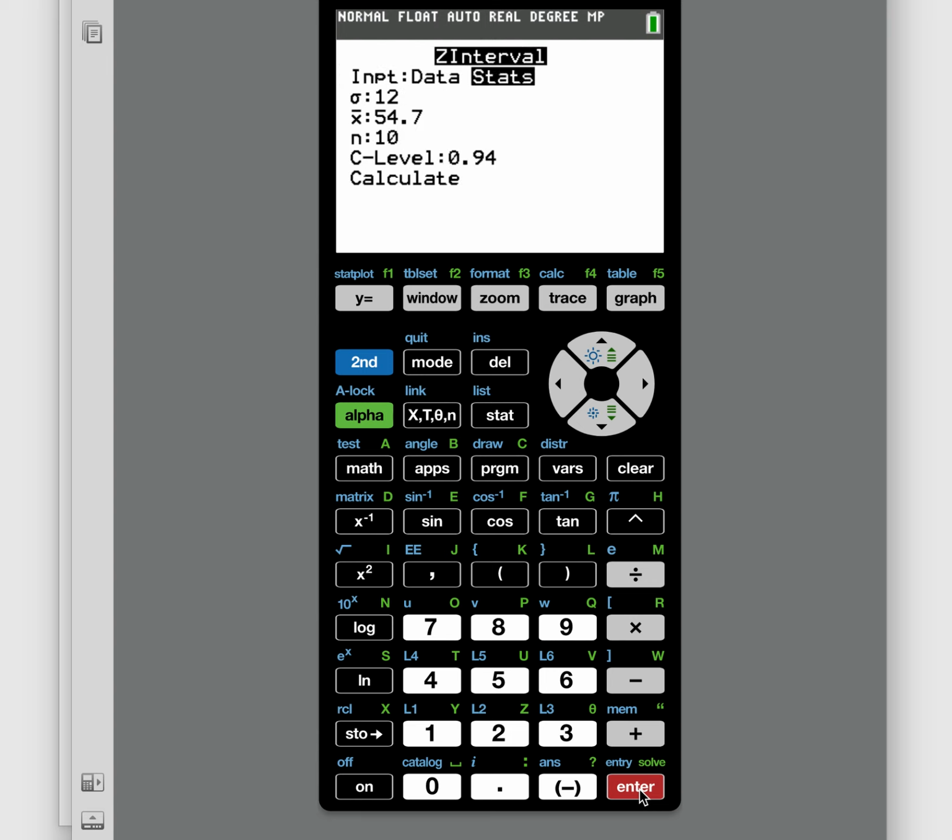I'm going to hit enter on Z-interval, and I'm going to enter in all the information. Now, if you had actual data to put in, you would use this option, and then you would put what list your data values are in. But since we have the stats, that's what we're going to use instead.